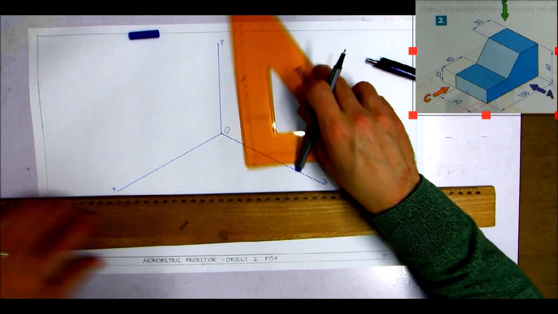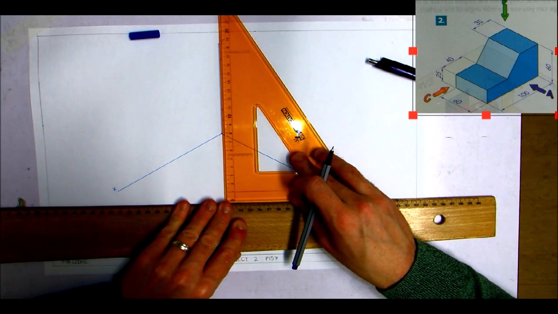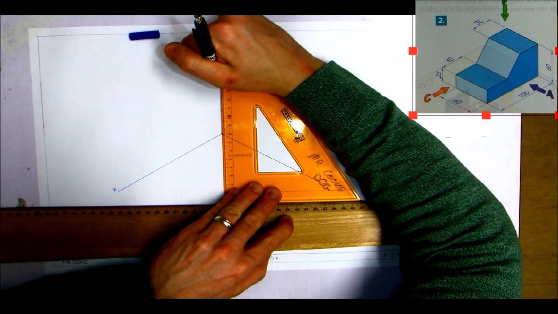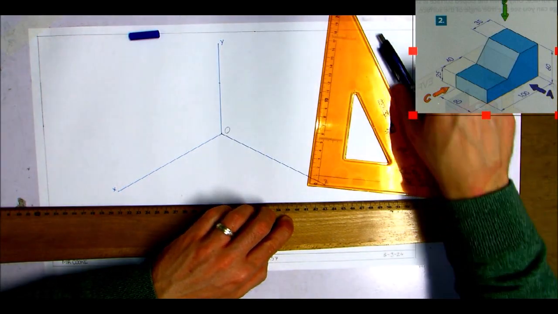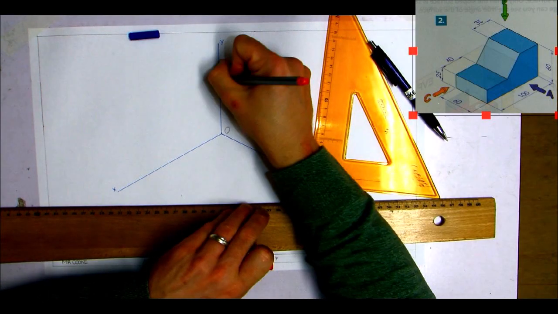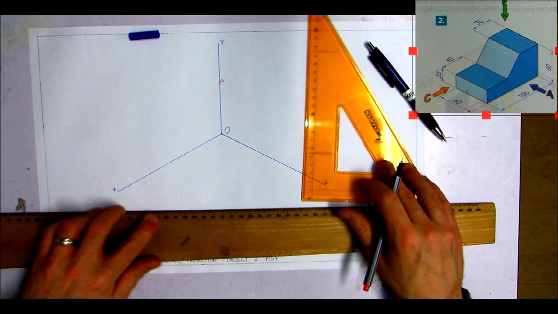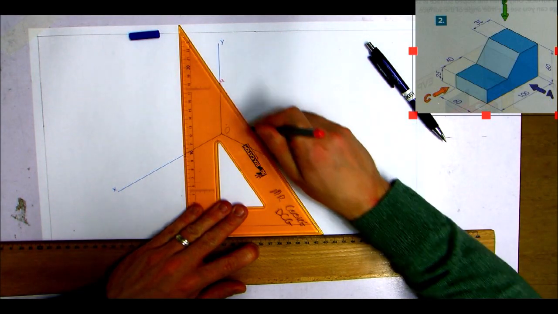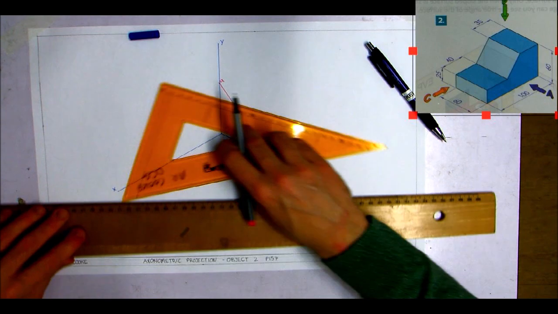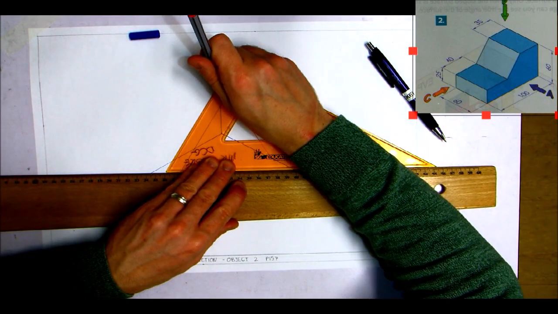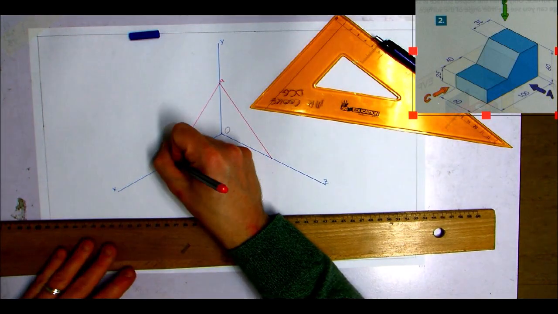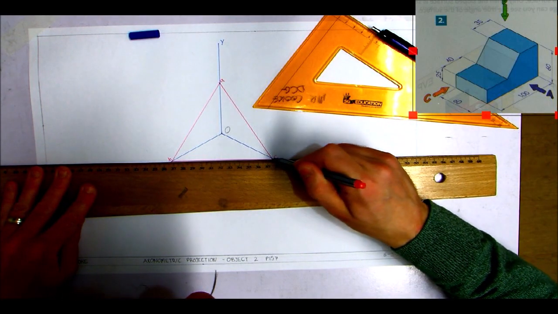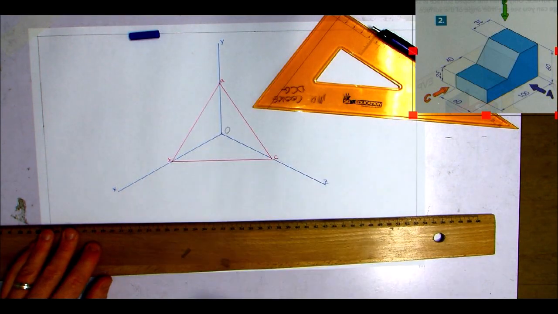Then from the origin O, I'm going to step up by 60 millimeters. Putting in a point, that point is going to be labeled as A. It's the first of the 3 points on my axonometric plane. I'm then going to draw down at 60 degrees from A to hit the Z-axis, and I'm going to draw 60 degrees from A to hit the X-axis. I will then label those 2 points B and C. I'll join them up with a horizontal line, giving me my axonometric plane.